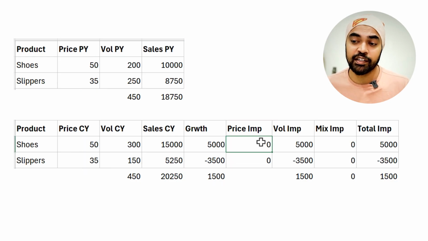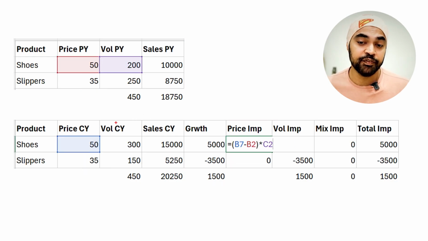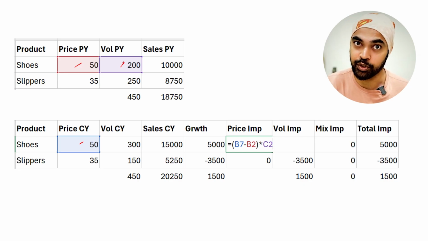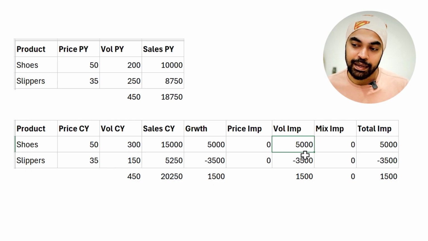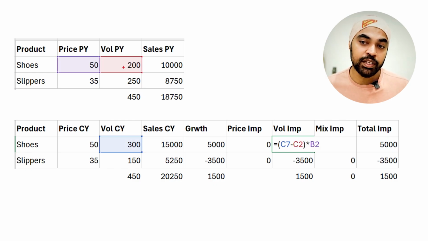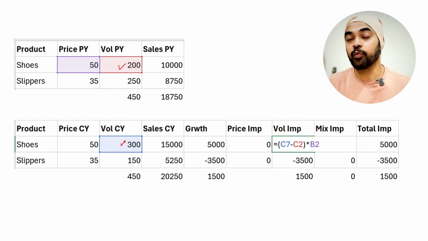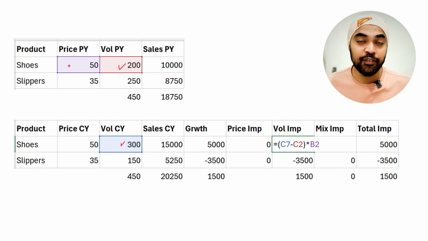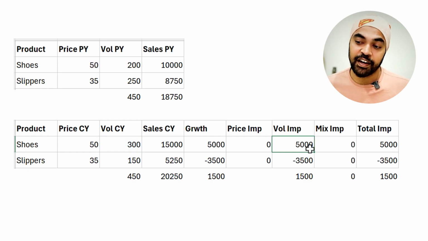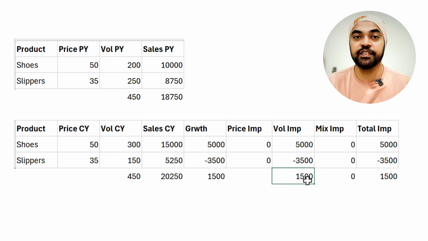And if you want to take a look at the formula, it's the same formula. Take the difference of the price, current year minus last year, and multiply that with the previous year. And you can recall that with the diagram that we just made. And if you take a look at the volume impact, we sold more units. So we sold 200 units here, we sold 300 units here, and therefore we sold 100 more units. Even if we sold it at the same price, which is the price of the last year, we are looking at a 5,000 impact and a 3,500 impact. And that is nothing but the $1,500 impact.